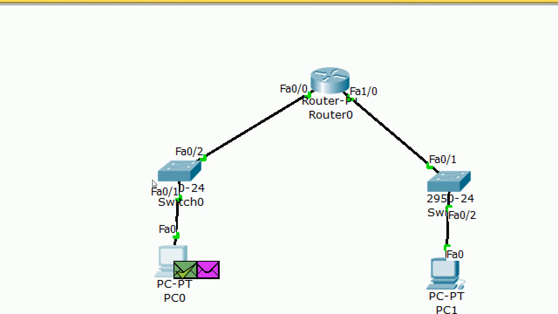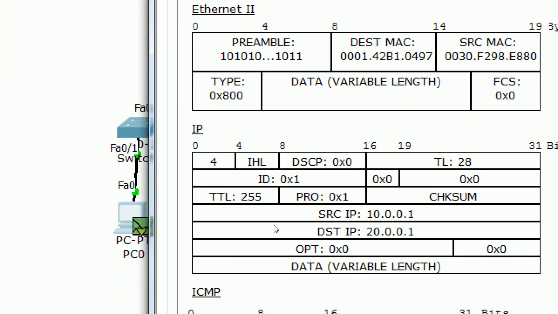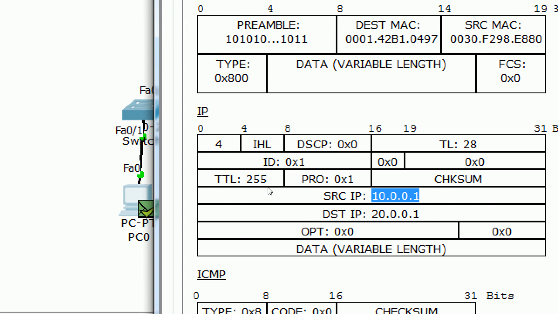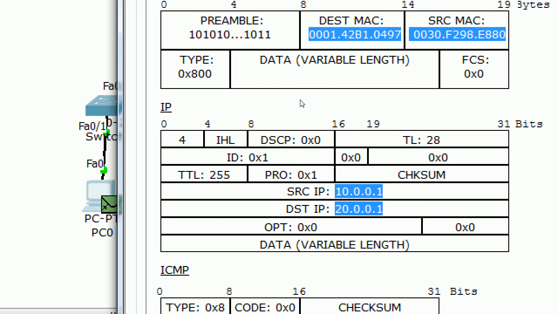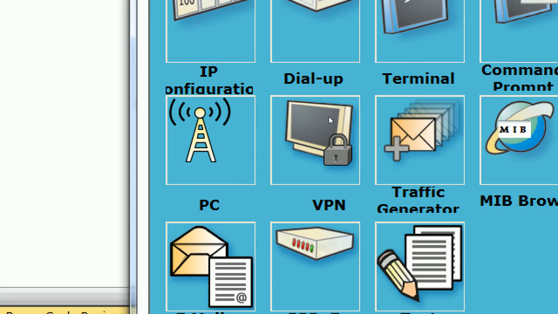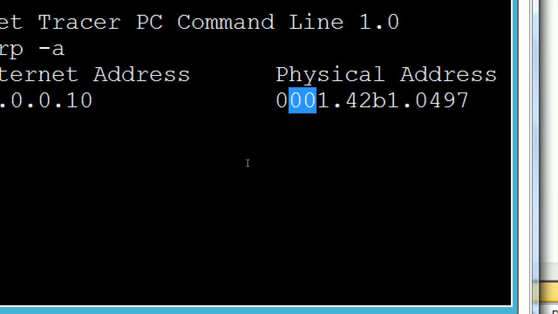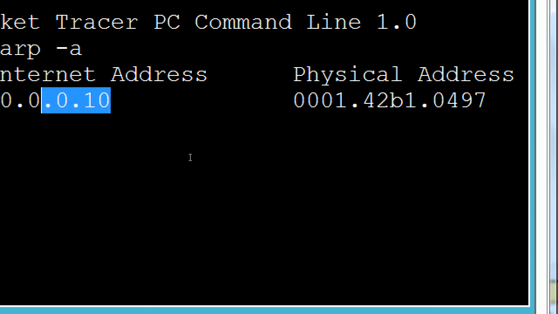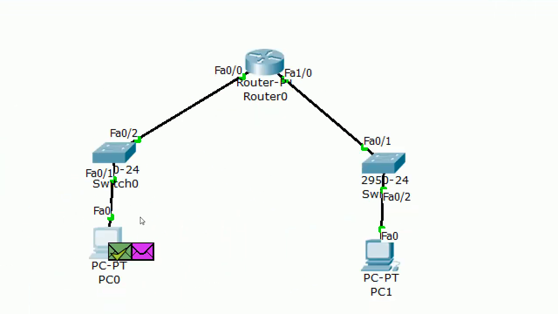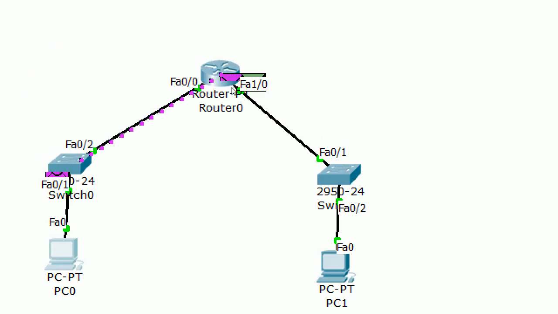Now computer will send actual data. In actual data, see, source IP is, destination is, source MAC is source MAC of computer, destination MAC is of default gateway. You want to check? I will move to the computer, I will go to command prompt. You can check? This destination MAC is of which address? 10.0.0.1. Fine. Now computer will send actual data. Data will be received by switch. Switch will forward it to the router. Now we will see what router is doing.